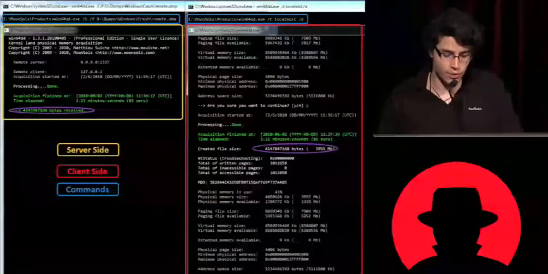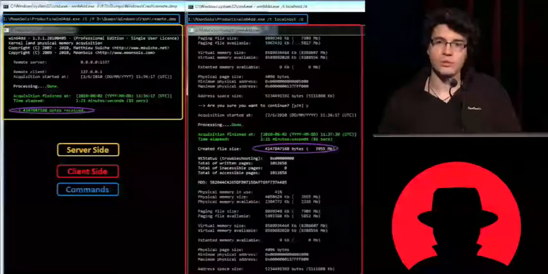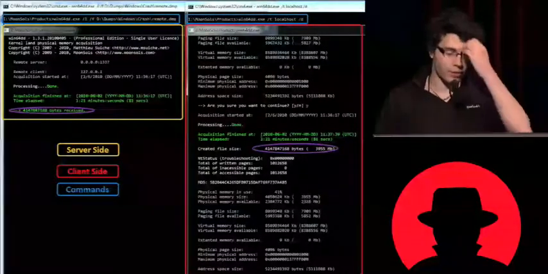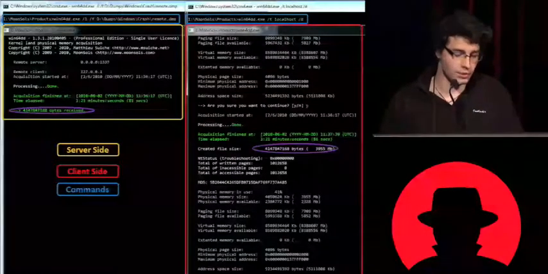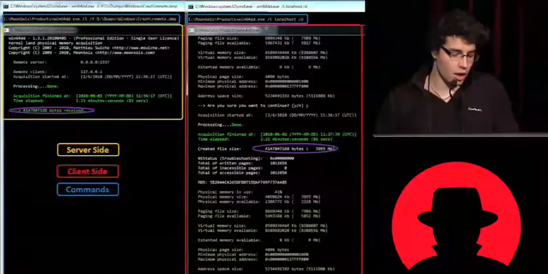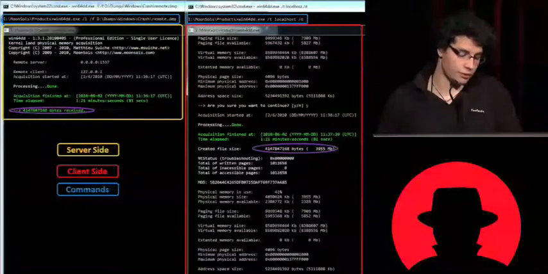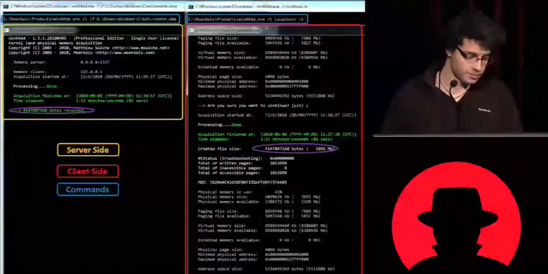We can also have the hash of the memory dump. It tells us how long it took to get the memory dump. In the left part, we have the server part, which tells us that we have correctly received the memory dump and how long it took to receive it.